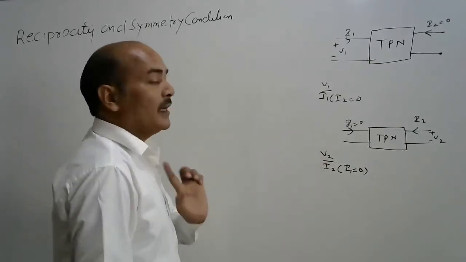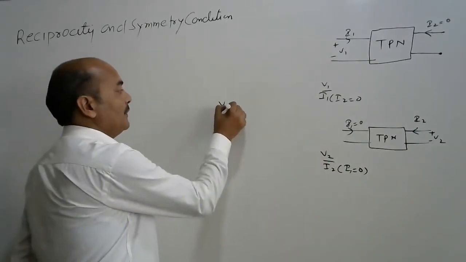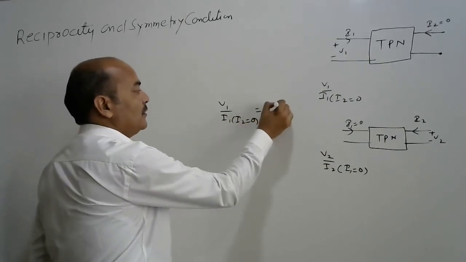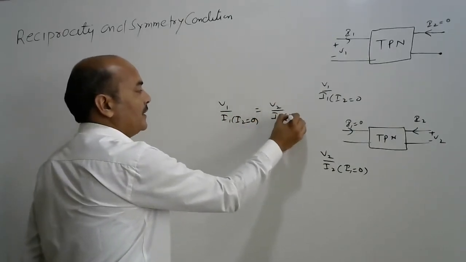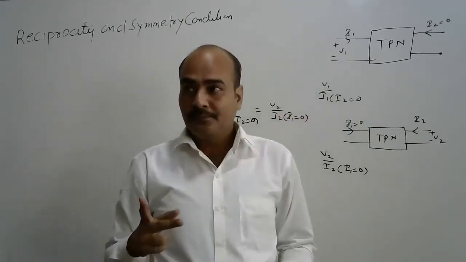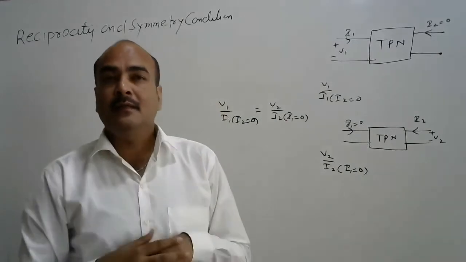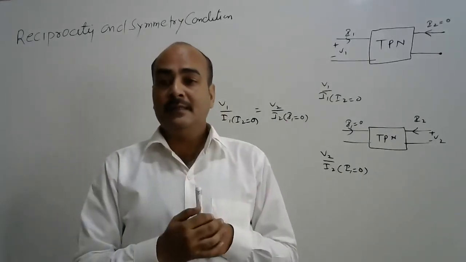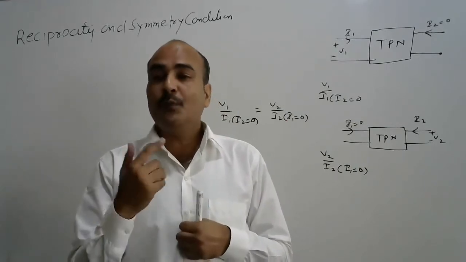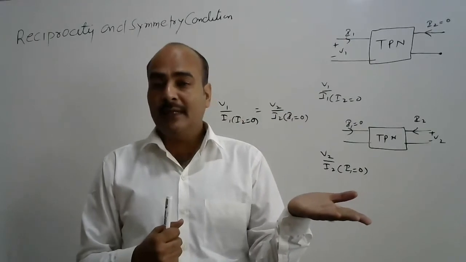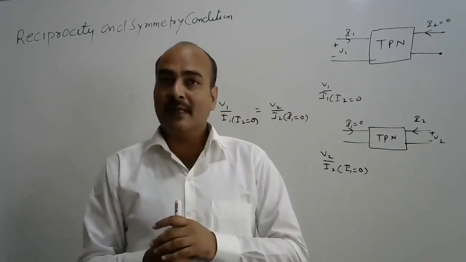Okay, so what is the condition of symmetry? That V1 upon I1 with I2 equal to 0 equals V2 upon I2 with I1 equal to 0. So in the symmetry condition, the total input port impedance with the output port open circuit equals the total output port impedance with the input port open circuit.